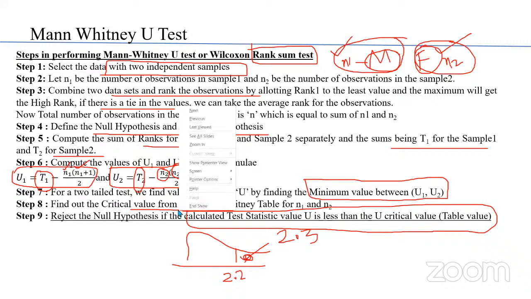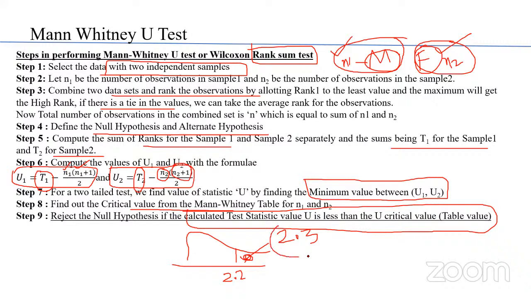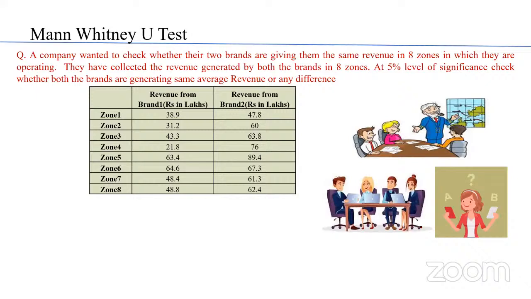Ideally, if the calculated value is 2.3 and the table value is 2.2, we will be rejecting the null hypothesis in the case of parametric tests and chi-square. But especially in the Mann-Whitney U test, we do it in a reverse manner. If the test statistic value, the calculated value U, is less than the critical value, then we'll be rejecting the null hypothesis. Once we see a problem, probably we'll be able to understand. The theoretical part, is that fine?